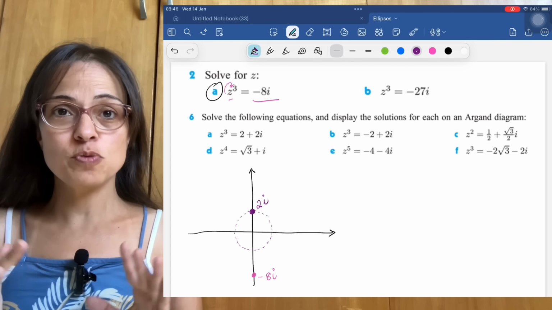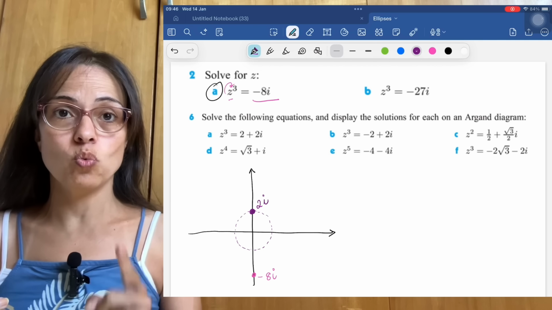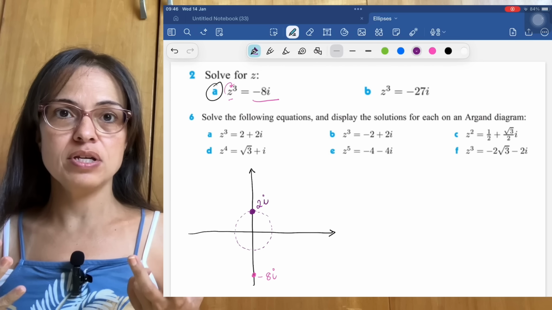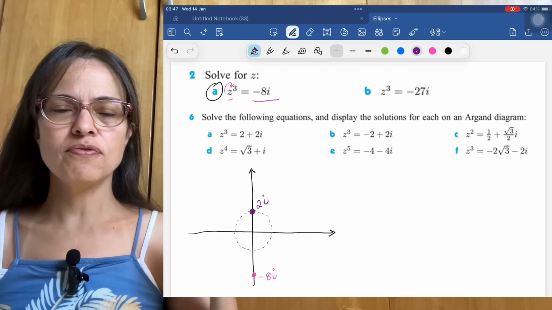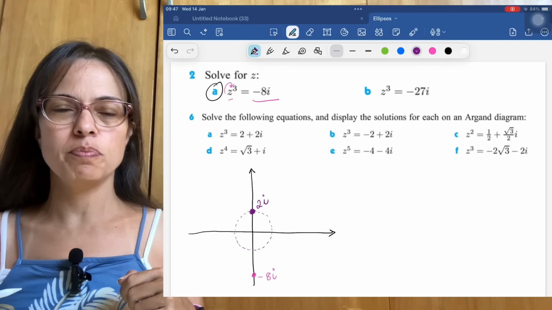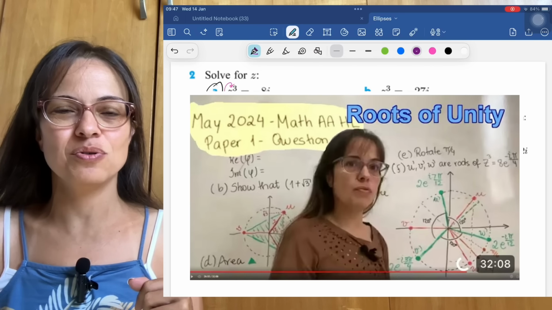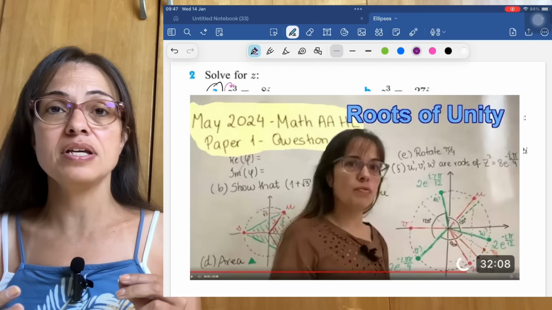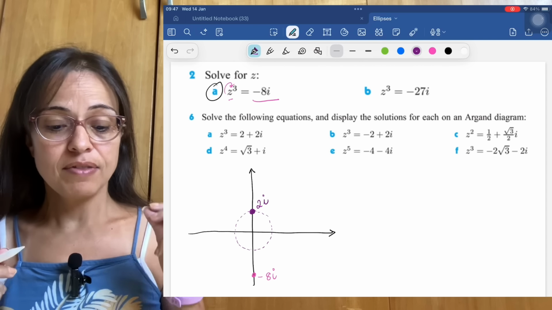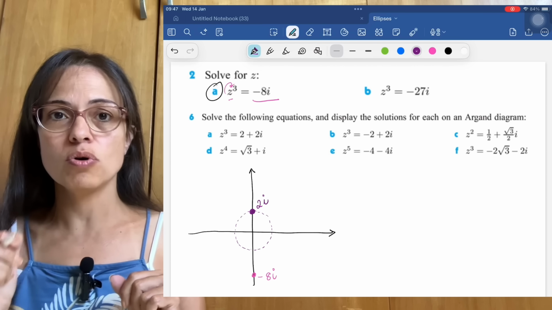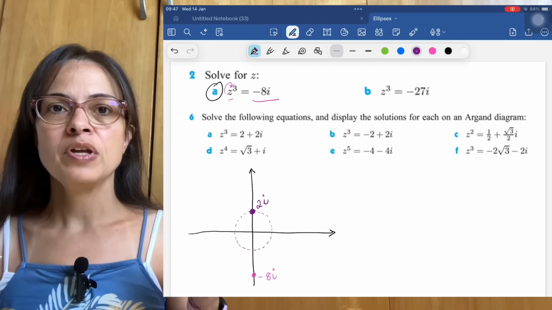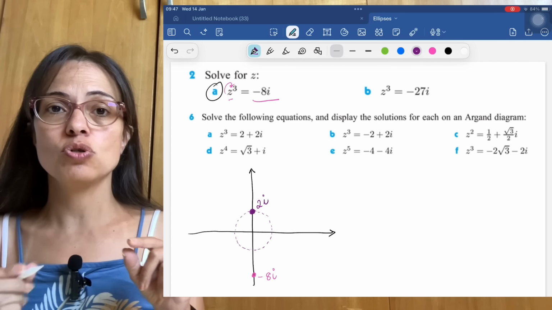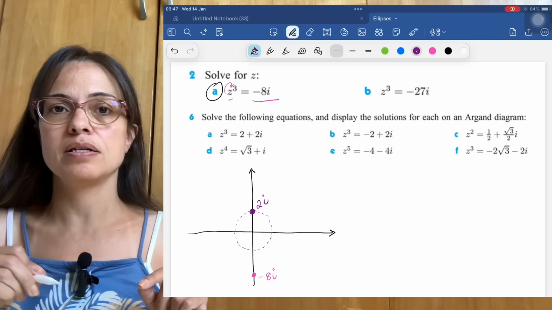So that's the first part of the process, figuring out one of the solutions. Now let's look for the other two, because we want there to be three in this case. If you are following the playlist of complex numbers, in the next video on this playlist I'm going to go into more detail about this. But we know for a fact that the other two solutions are also on this circle of radius 2. And the other thing we need to keep in mind is that the three solutions are equally spaced around the circle.